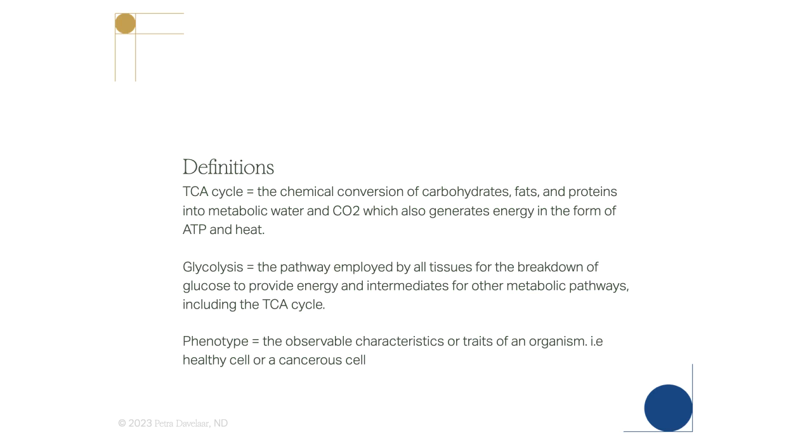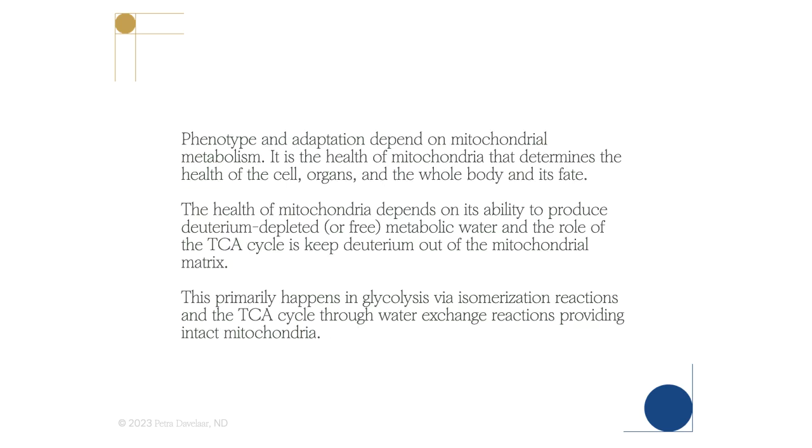So let me briefly cover the definition of the TCA cycle, glycolysis, and phenotype. So when I mention these next, it'll be clear what these are. The TCA cycle is the chemical conversion of carbohydrates, fats, and proteins into metabolic water and carbon dioxide, which also generates energy in the form of ATP and heat. And glycolysis is the pathway used by all of our tissues for the breakdown of glucose to provide energy and, again, intermediates for other metabolic pathways, including the TCA cycle. Phenotype is the observable characteristics of a trait or an organism, for instance, a healthy cell or a cancerous cell.